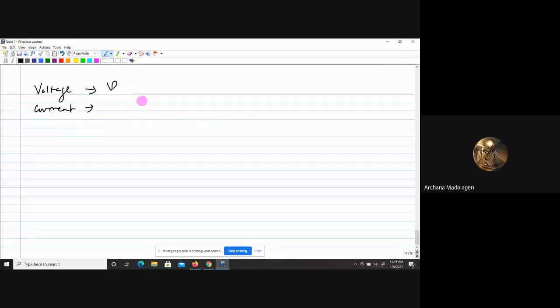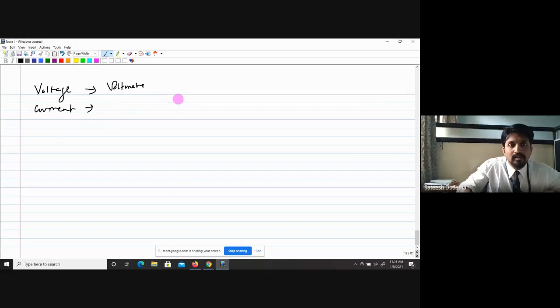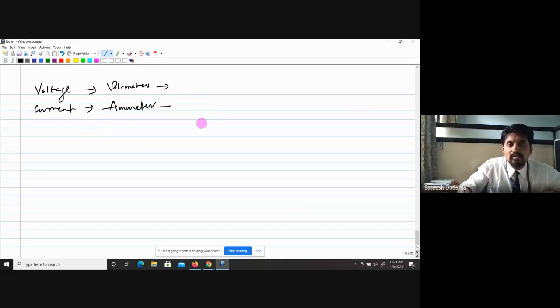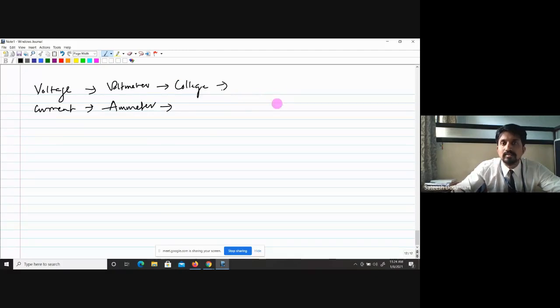Voltmeter. We use a voltmeter. To measure current, what do we use? Ammeter. Basically, practically, up to what level of range will you get for ammeter and voltmeter? In our college, we get a maximum of around 1000 volts. Up to 1000 volts you can measure.